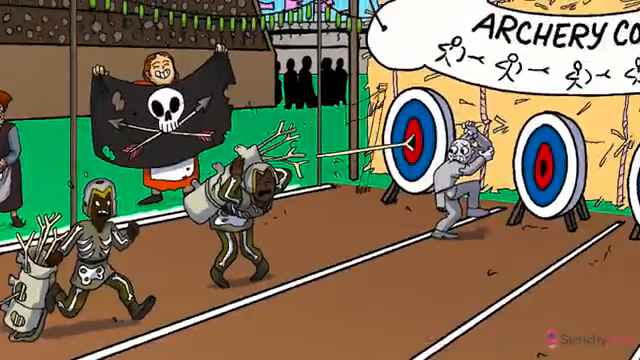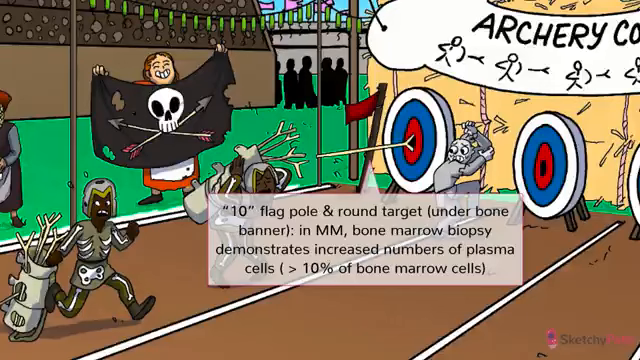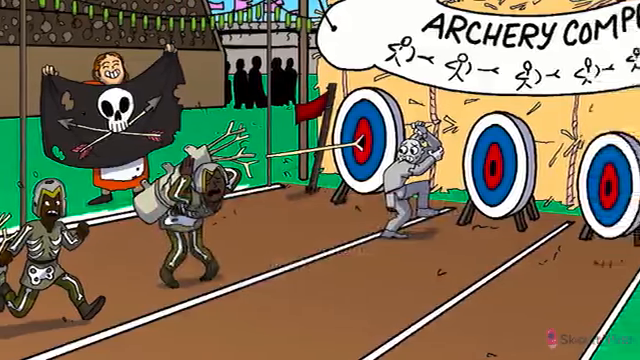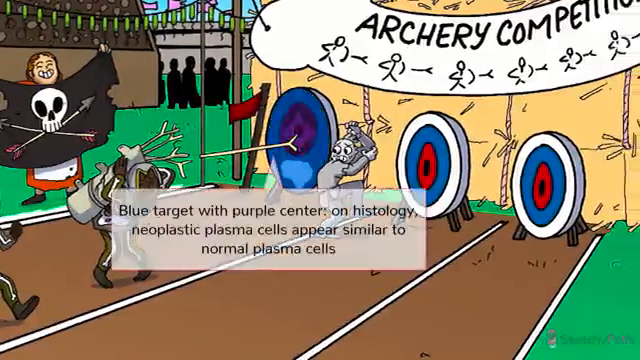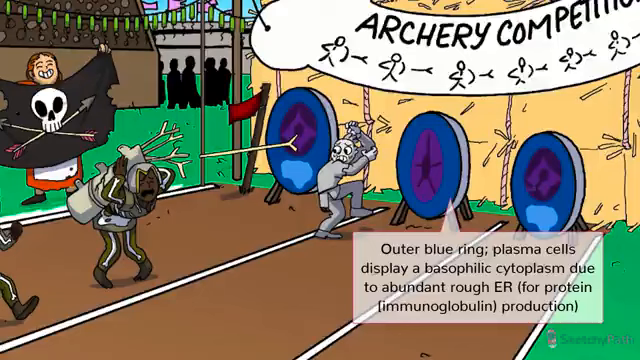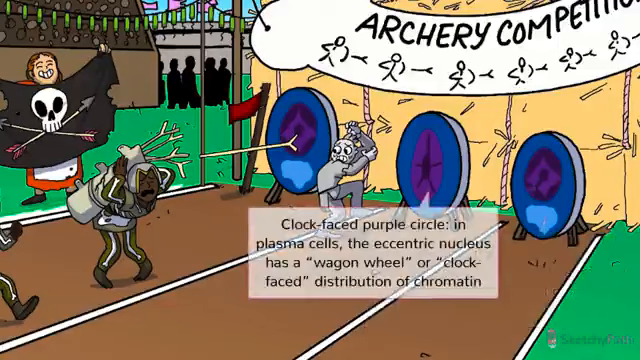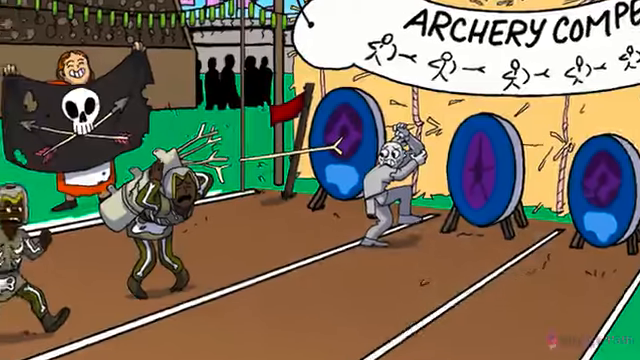In most patients, a bone marrow biopsy will show greater than 10% clonal plasma cells. The marrow involvement is patchy in multiple myeloma, so some patients require biopsies from several sites. See how the flag and target under the infiltrated bone marrow banner form the number 10? On histology, the bone marrow shows an increased number of neoplastic plasma cells. These often appear similar to normal plasma cells. An abundant rough ER fills the cytoplasm and stains basophilic. It needs lots of rough ER to make all those proteins. The Golgi apparatus doesn't stain and leaves a pale spot in the cytoplasm. And the eccentric nucleus has a wagon wheel or clock face distribution of chromatin.